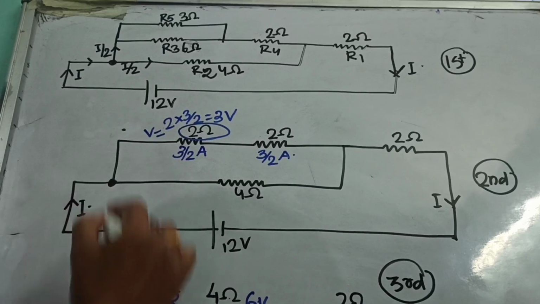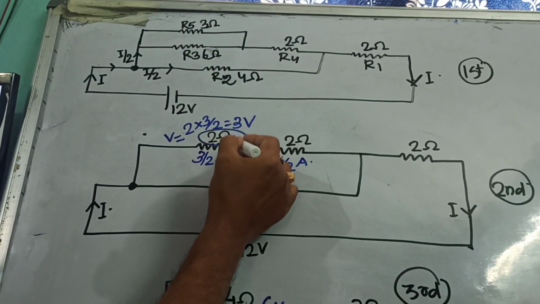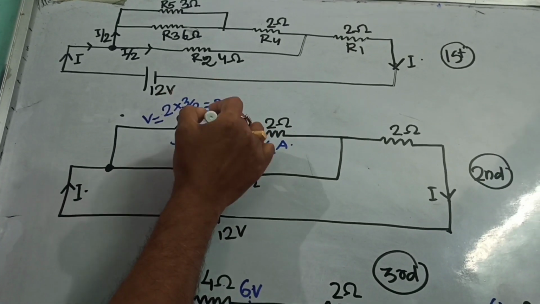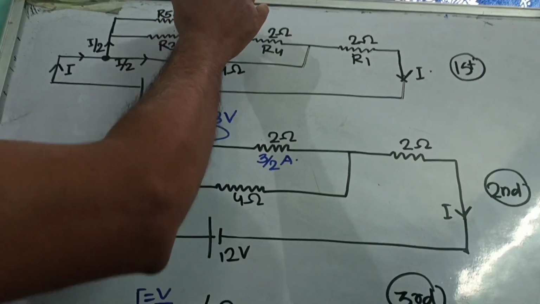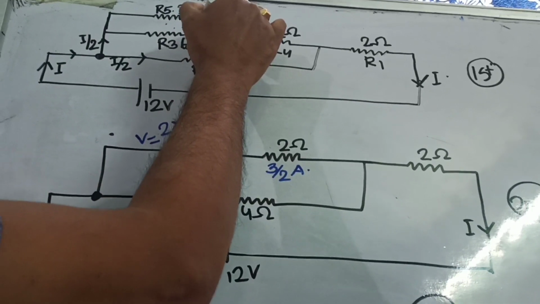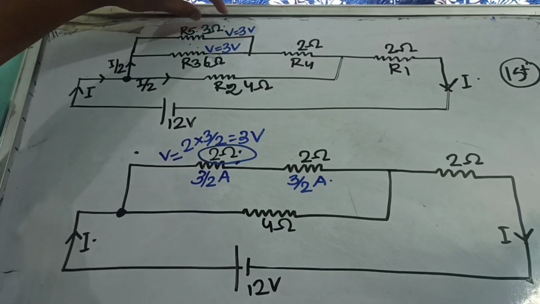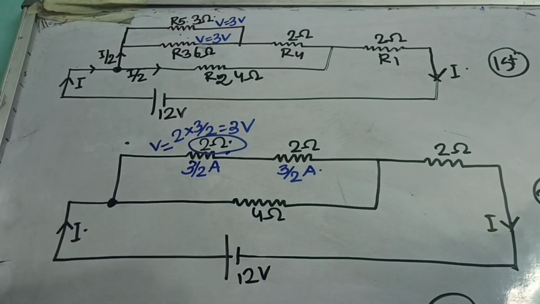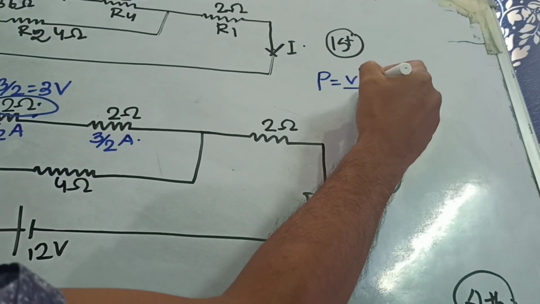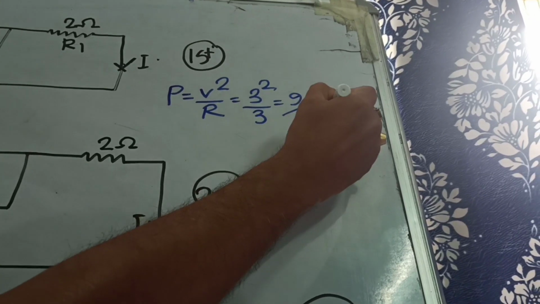So across the 2 ohm resistor, the voltage drop is 3 volt. So how is this equivalent 2 ohm resistor made? It is made by the equivalent of these two parallel resistors, that is 3 ohm and 6 ohm. So here the voltage drop will be 3 volt, and here the voltage drop will also be 3 volt. Do you get my point? Okay, so we are getting the voltage drop in R5, that is 3 volt. Okay, now what will be the power dissipation? We can calculate. Power dissipation here, if you calculate V square by R, that is 3 square by 3. This is 9 by 3 is equal to 3 watt.